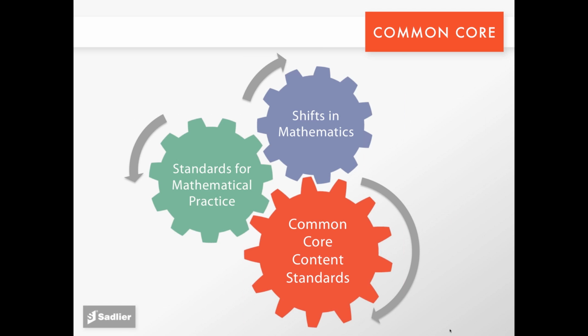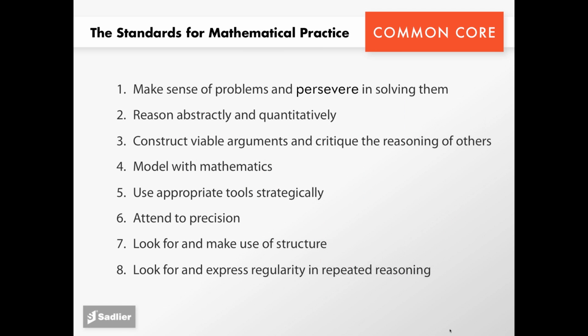So to effectively implement Common Core, all three of these entities should be happening at the same time. It's not only about the content standards, but it's also about implementing the practice standards when teaching the standards, which are going to drive, I should say, the teaching of the content standards, as well as the shifts in mathematics. So just know that the three entities of Common Core should be happening all at once together to effectively implement Common Core. But today we're going to be focusing on the Standards for Mathematical Practice.